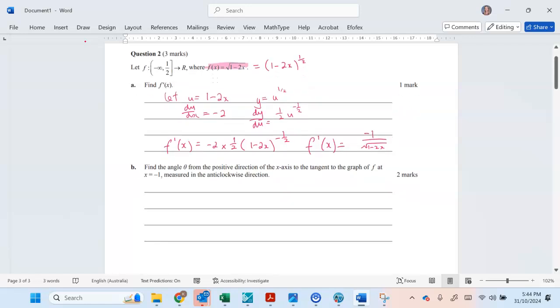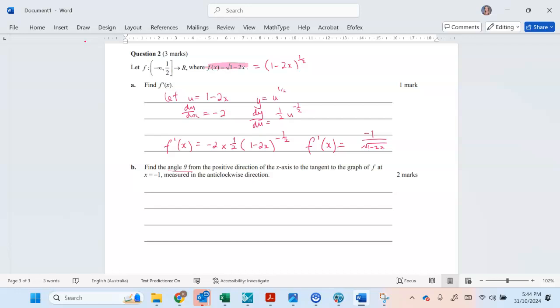All right, part B, find the angle theta from the positive direction of the x-axis to the tangent to the graph of f at x equals negative 1, measured in the anti-clockwise direction. All right, so when we're thinking of the angle, I'm just looking at what we've got here. From the positive direction of the tangent to the graph of f at x equals negative 1.